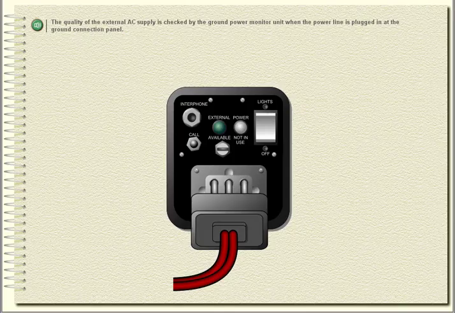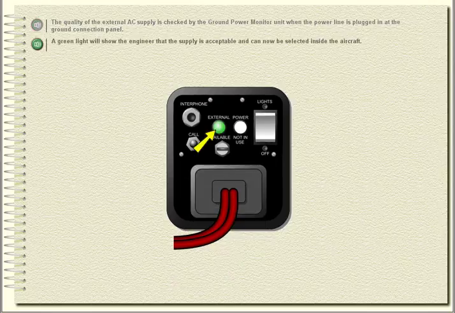The quality of the external AC supply is checked by the ground power monitor unit when the power line is plugged in at the ground connection panel. A green light will show the engineer that the supply is acceptable and can now be selected inside the aircraft.